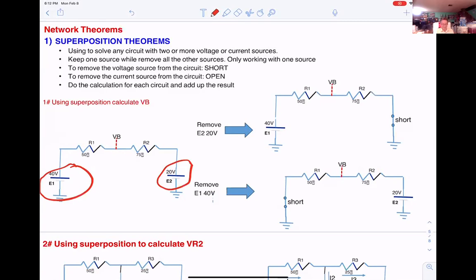Now I want to solve the problem for this circuitry. They want VB, that means right here. And they have 2 voltage sources. Now we have to remove one at a time. So this one here, I take the 20 volt out. When I take the 20 volt out, I short it. You see that? Just short it.